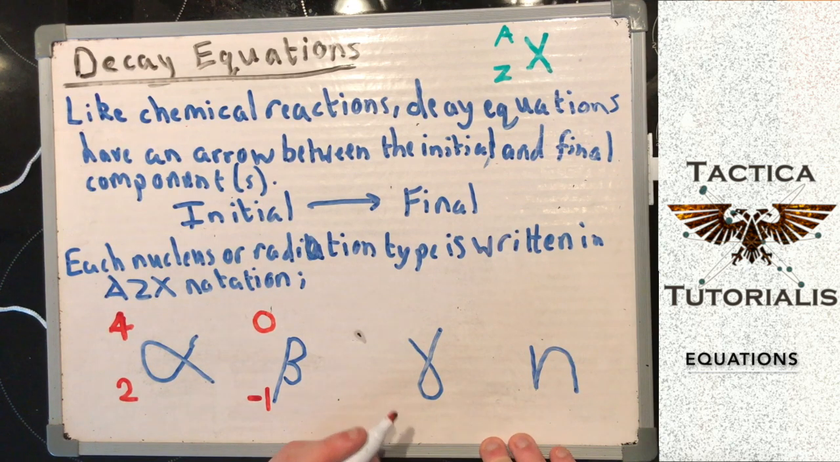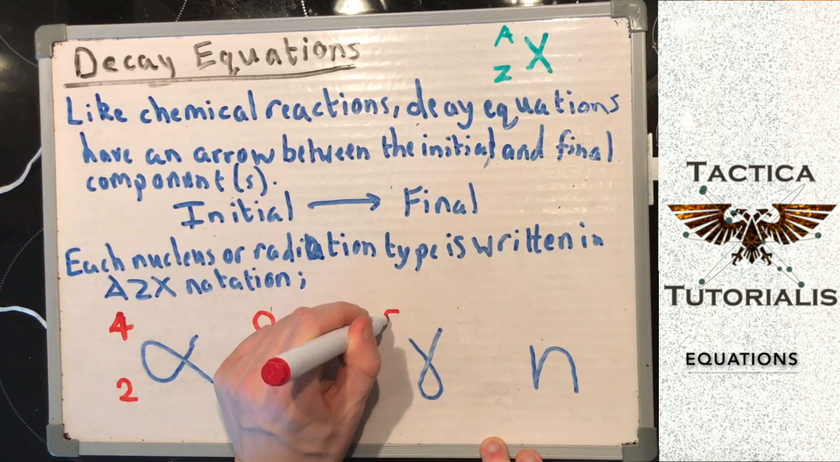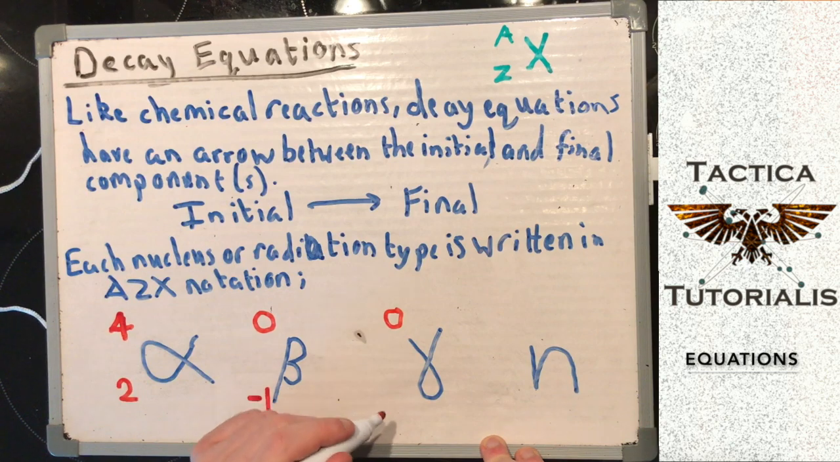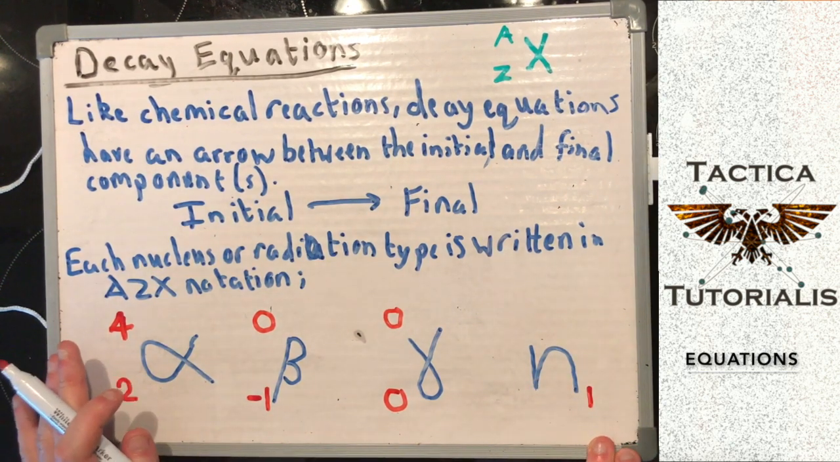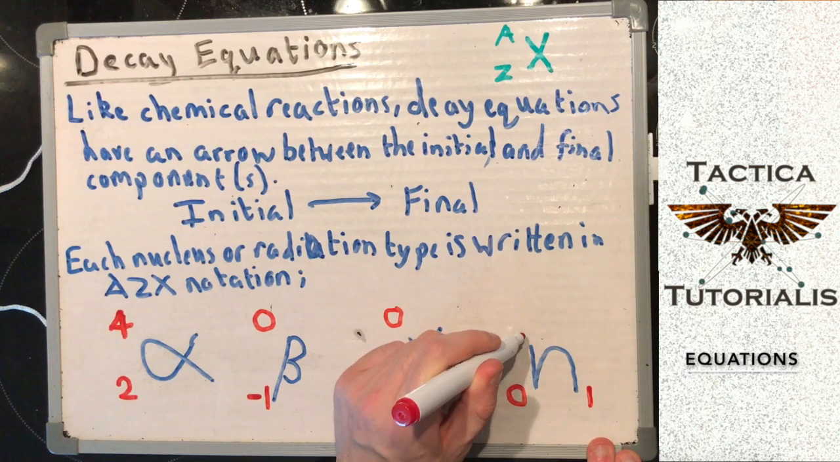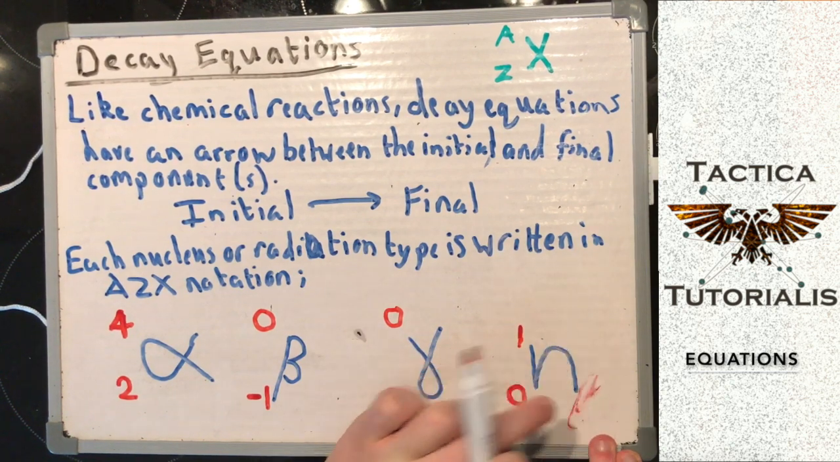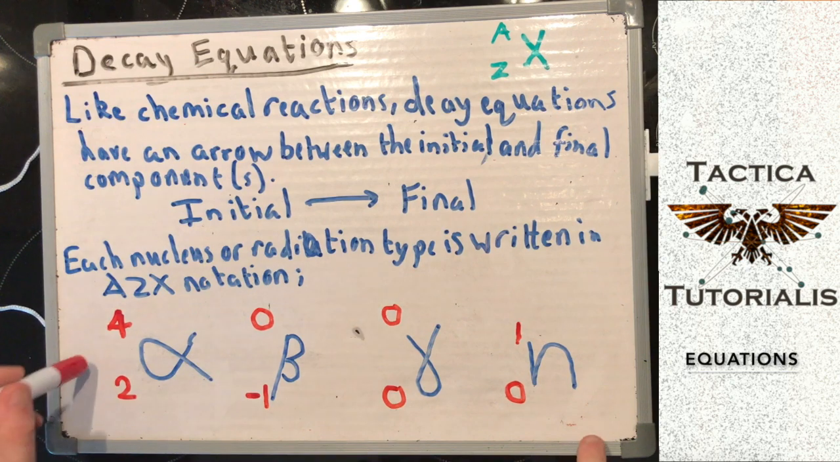Now, gamma has no charge and no atomic mass. So its mass number is 0 because it has no mass whatsoever, and its proton number by extension must be 0. It also doesn't have a charge, so unlike beta where we write a -1 to reflect its negative charge, gamma doesn't even have that. Now as for the neutron, it has a neutron number of 1, but its proton number, because it's not a proton, it's a neutron, is 0. So we add those two together and we get 1. So in AZX notation, it is 1, 0 for the neutron. So those are the 4 types of radiation in AZX.